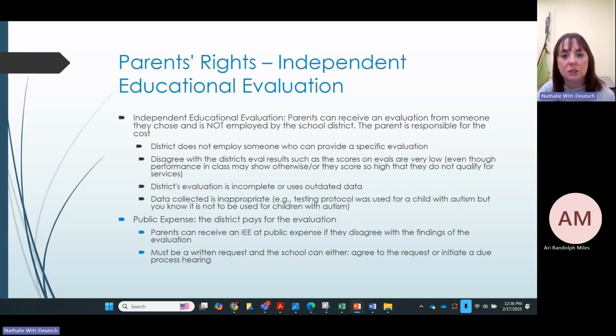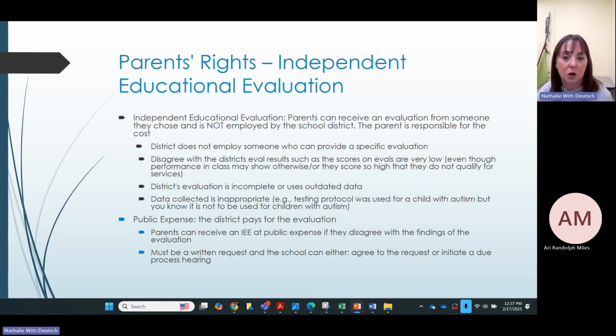collected is inappropriate, such as the testing protocol was used for a child with autism, but it's not to be used for children with autism. So they use a test that could be, but isn't supposed to be. Parents can receive an IEE at public expense if they disagree with the findings of the evaluation. There must be a written request, and the school can either agree to this request or they will initiate a due process hearing.